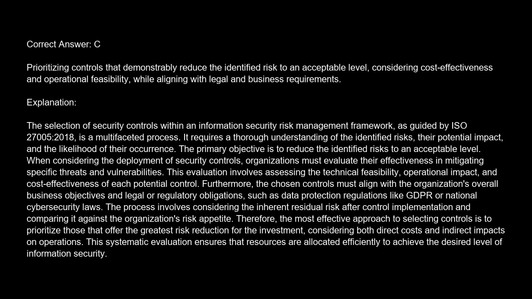The correct answer is C. Prioritizing controls that demonstrably reduce the identified risk to an acceptable level, considering cost-effectiveness and operational feasibility, while aligning with legal and business requirements. Explanation: the selection of security controls within an information security risk management framework, as guided by ISO 27005:2018, is a multifaceted process.